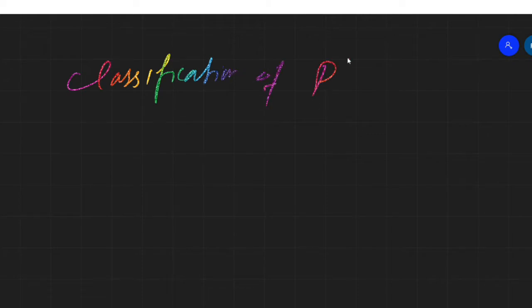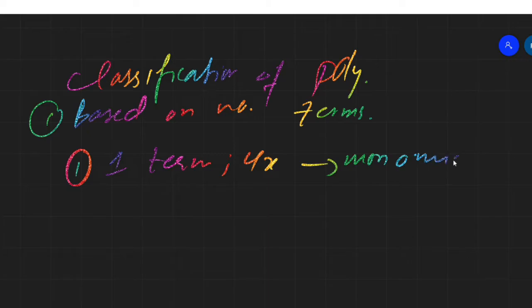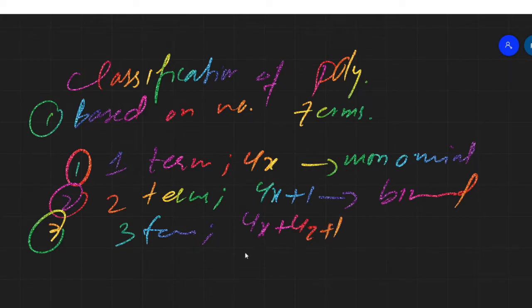Classification of polynomials. Polynomials are classified based on the number of terms. The first classification we give is based on the number of terms. If it is a one term polynomial, for example 4x, then we call it a monomial. A polynomial containing only one term is called a monomial. If we have two terms, for example 4x plus 1, then we call it a binomial. If we have three terms, like 4x plus 4z plus 1, we call it a trinomial.